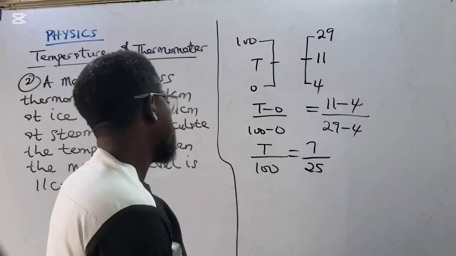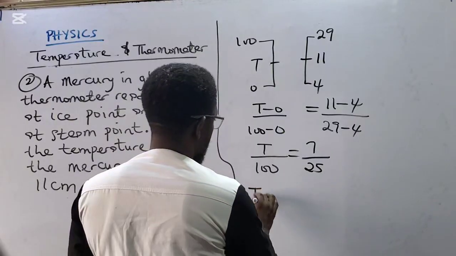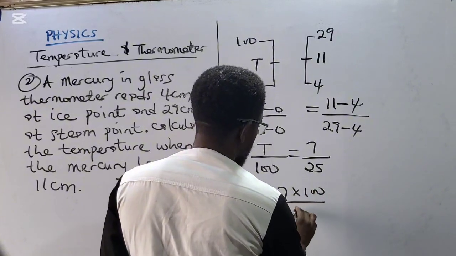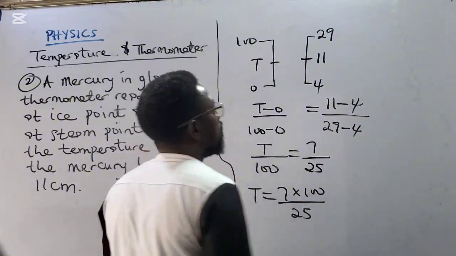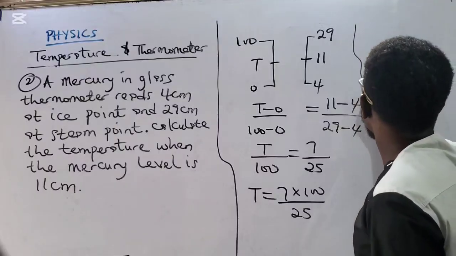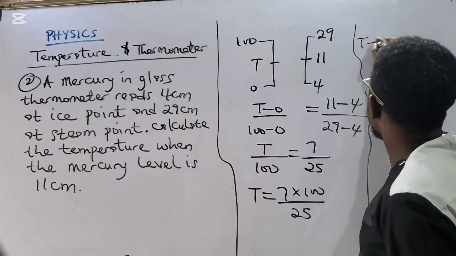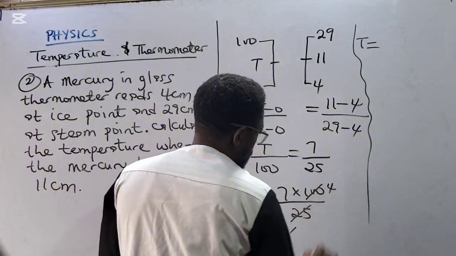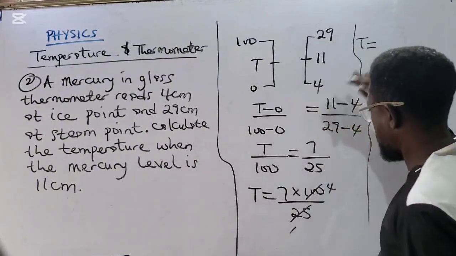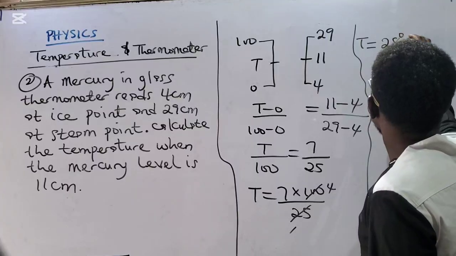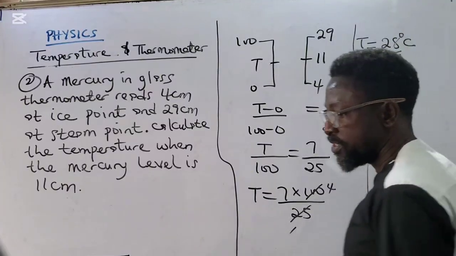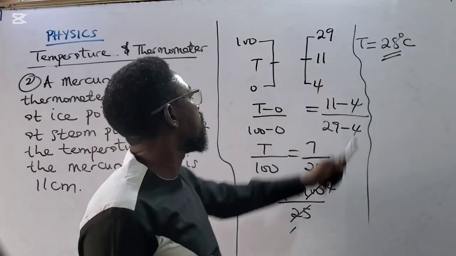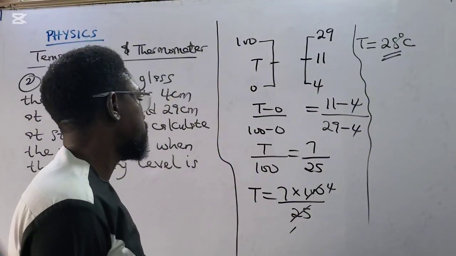So now we cross multiply. We have 7 times 100 all over 25. Now if you cancel that, we have T equal to 25 is 1, 25 is 4. And when you multiply, we get 28 degrees C. That becomes the temperature when this one is reading 11 centimeter.